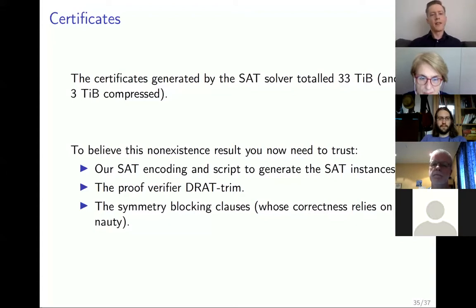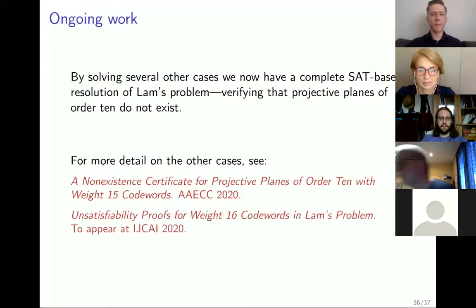And then the most significant amount of trust, I would say, is the symmetry blocking clauses, which rely on the correctness of Nauty. So Nauty is a well-tested piece of software. However, it is fairly complicated. So you have to trust that the results that were coming back from Nauty are actually correct as well. But once you trust those, you just have to run the proof checker on the certificates.